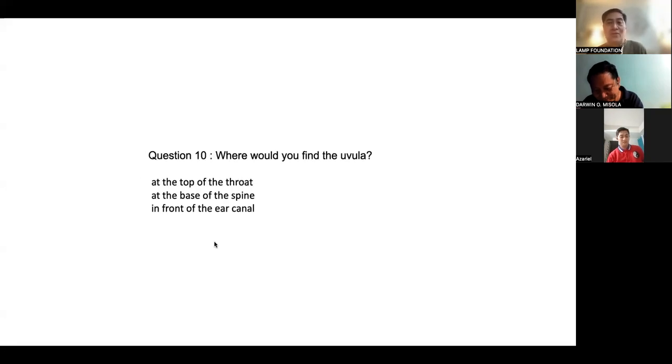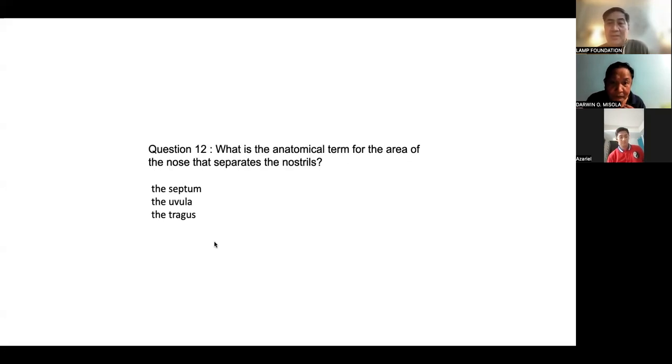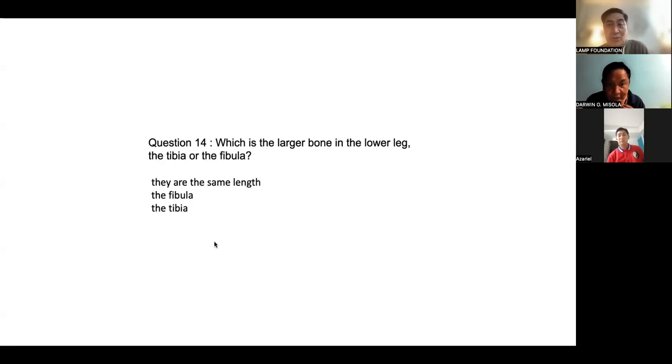Where would you find the uvula? At the top of the throat. The sac which surrounds the heart is known as? Pericardium. What is the anatomical term for the area of the nose that separates the nostrils? Septum. What is the correct anatomical name for the tailbone? Coccyx. Which is the larger bone in the lower leg, the tibia or the fibula? Tibia.